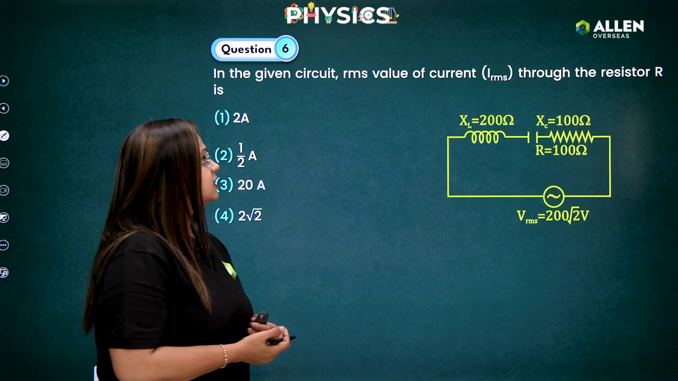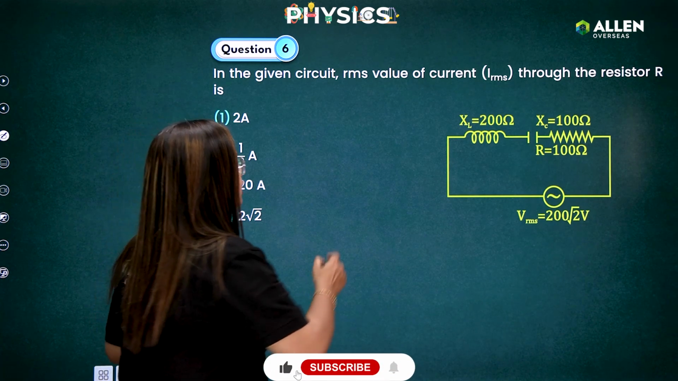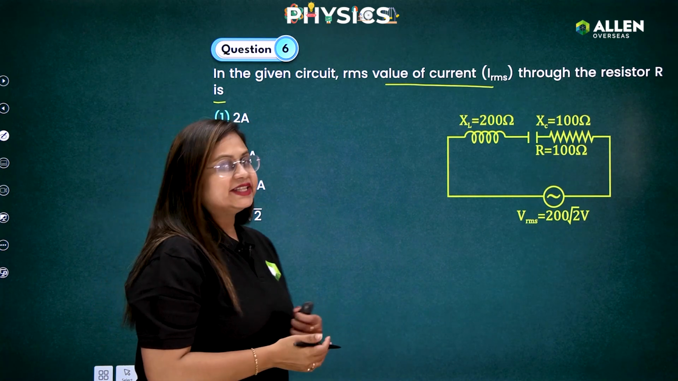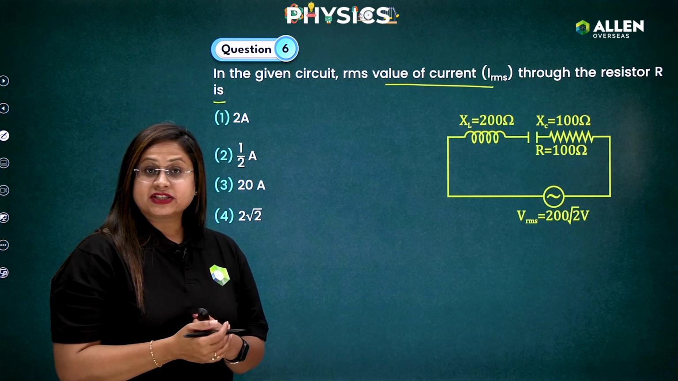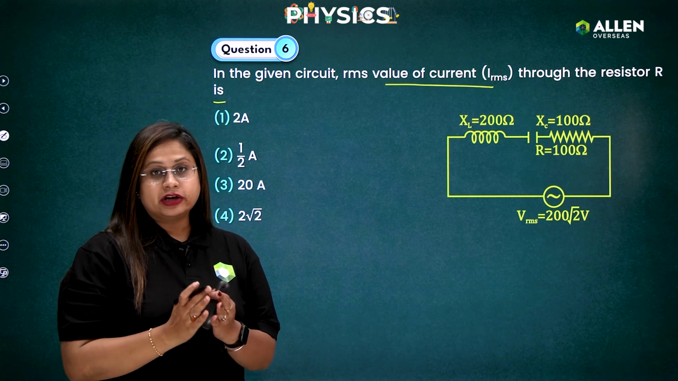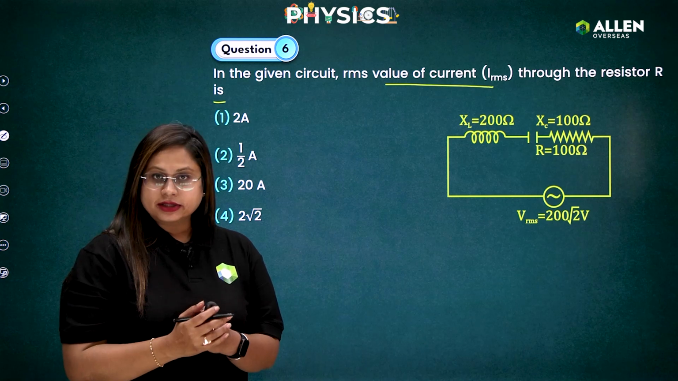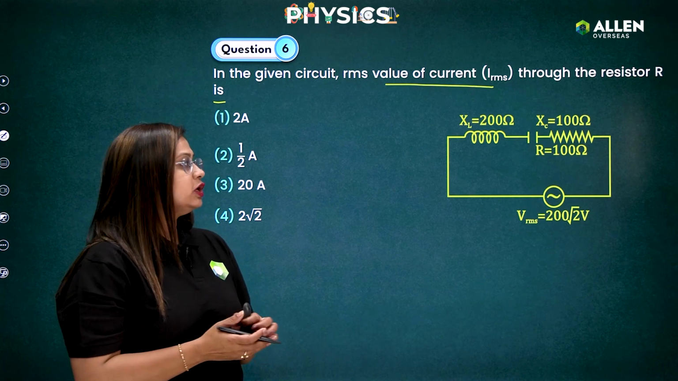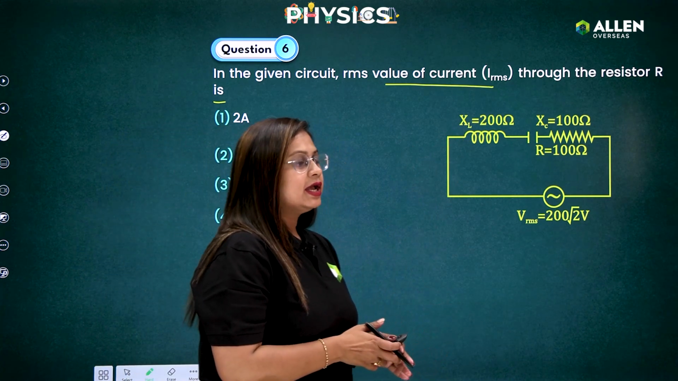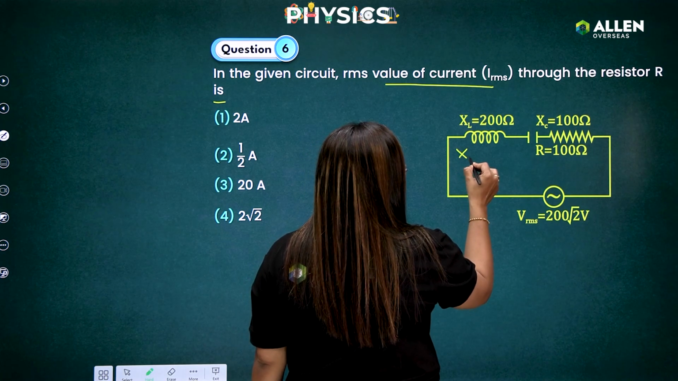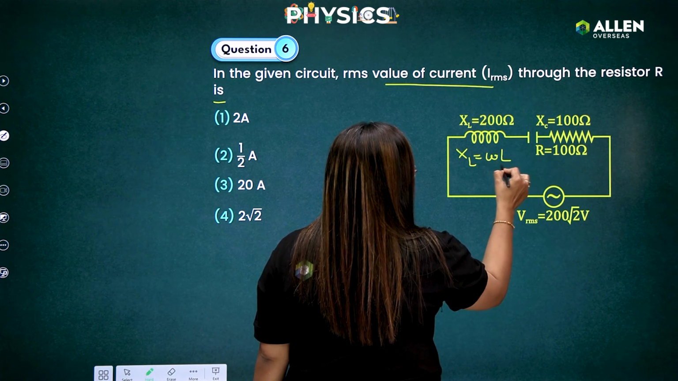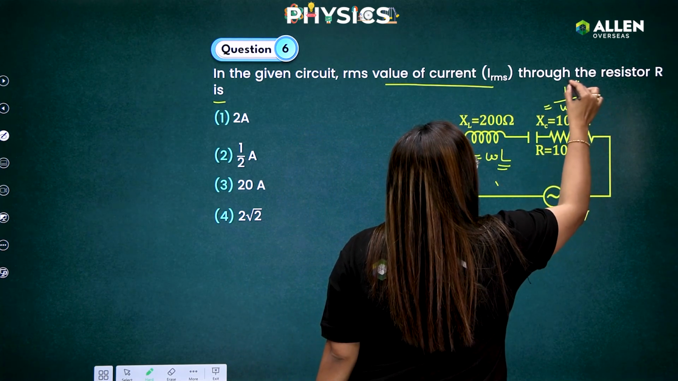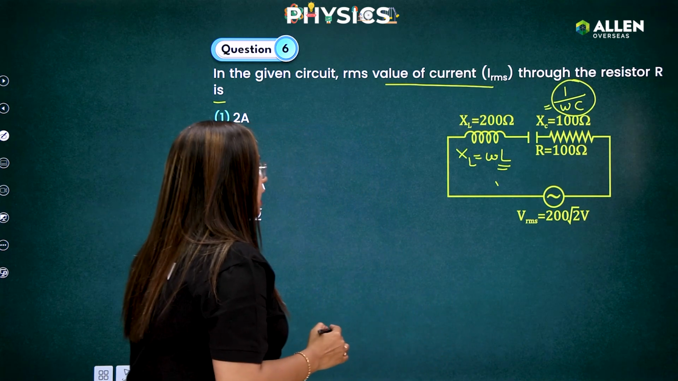In this question, it has been given that in the given circuit, what is the RMS value of current through the resistor R? This is a series AC circuit. So first of all, in order to find the RMS value, we are required to find the impedance of the whole circuit. How to find the impedance? In such questions, it might be possible that you won't be given the value of XL directly. If it has not been given, you can calculate it as omega times L, where inductance will be given to you. And XC can also be calculated as 1 by omega C, but we are lucky enough that these values have been given to us.